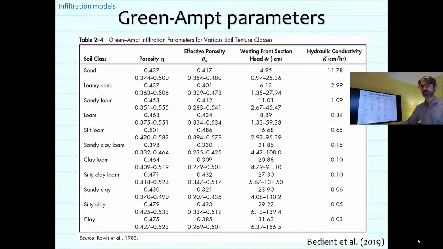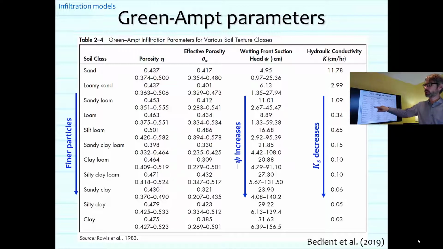Here's a larger version of that same table. What you should note is that moving downwards here, we have finer and finer particles from sand down to clay. And you'll see the porosity is not really predictable. But the wetting front suction head, or psi values, increase as we move downwards. So you can see the wetting front suction head for sand is 4.95. Its typical range is between about 0.97 and 25. And as we get down to clay, for example, we're all the way up to 31.63 with a range of 6 to about 156, 157.